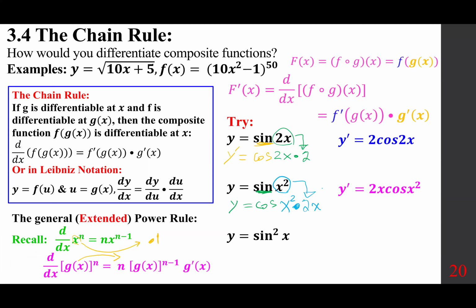If I want to differentiate the last one, I don't have to rewrite it, but I think it helps, so I'm going to rewrite it as sine x to the power of 2. In other words, I'm using the extended power rule. I get 2 sine x to the power of 1, and then the derivative of sine x, which is cosine x. 2 sine x cosine x. I believe these will help us understand this concept of the chain rule better.